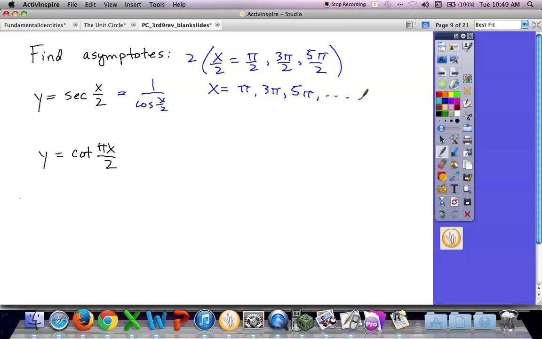If I rewrite that as sines and cosines, what will it be? Sines and cosines. Cosine over sine, right? So the cosine of pi x over 2 divided by the sine of pi x over 2. Okay, so this thing will have an asymptote when the sine equals 0. Okay, well, where does the sine equal 0?